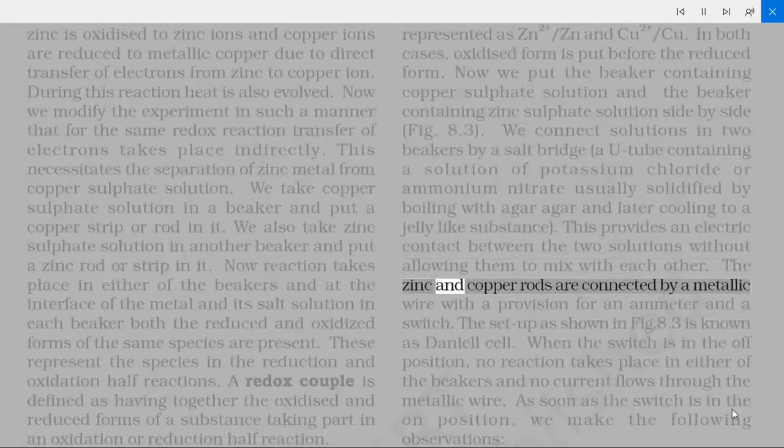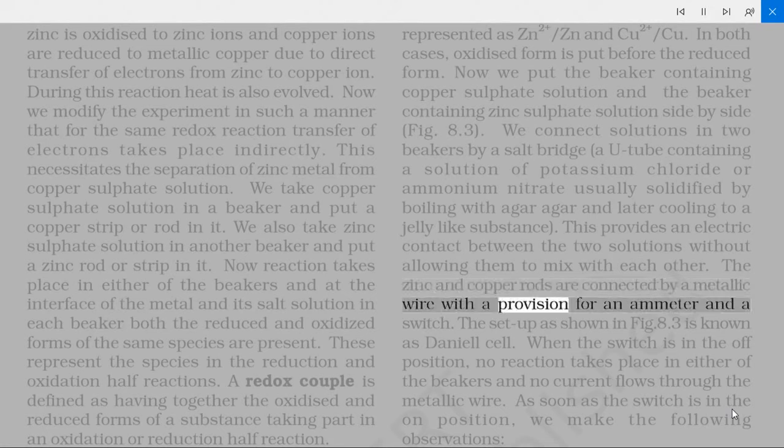The zinc and copper rods are connected by a metallic wire with a provision for an ammeter and a switch. The setup as shown in Fig. 8.3 is known as Daniell cell. When the switch is in the off position, no reaction takes place in either of the beakers and no current flows through the metallic wire. As soon as the switch is in the on position, we make the following observations.